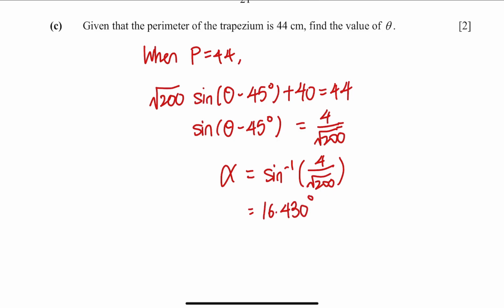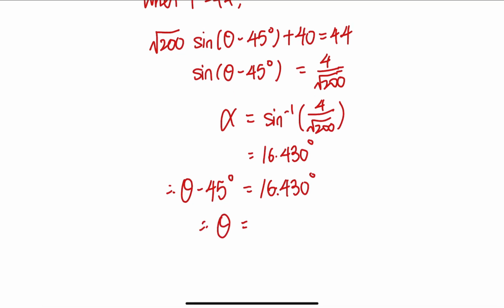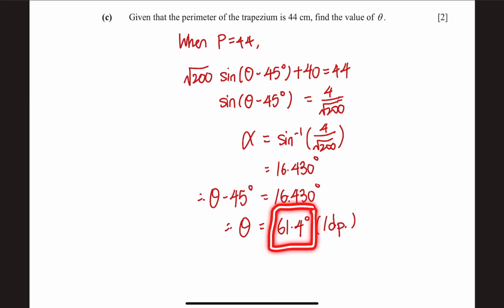16.430 degrees. Therefore, theta minus 45 degrees is equal to 16.430 degrees. Okay, therefore, theta is equal to 61.4 degrees, rounded off to 1 decimal place. Okay, take note theta is acute, so there is only one possible answer for this.